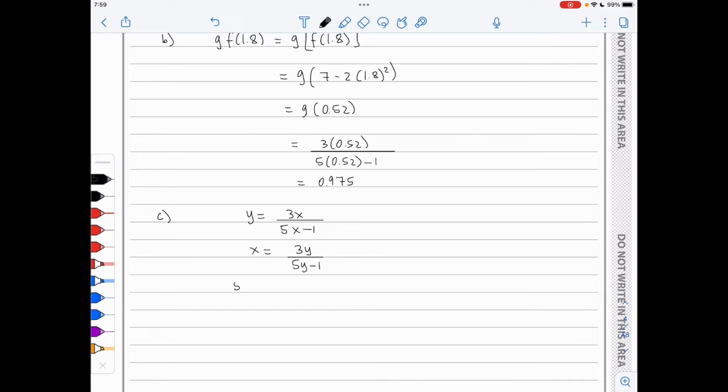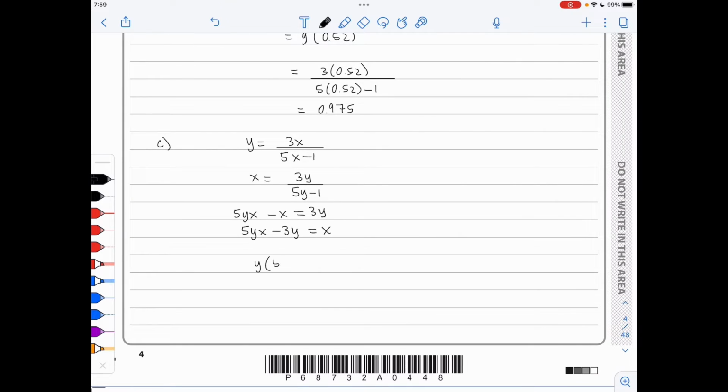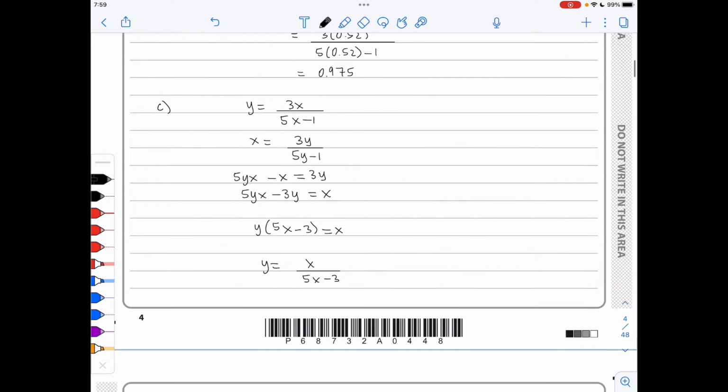I will cross multiply to get 5yx minus x is 3y. I will collect the y's on the left-hand side, so 5yx minus 3y is equal to x. I will factor out the y, giving me y brackets 5x minus 3 is equal to x. And then it's easy to see that y is x over 5x minus 3. Now, we don't stop here. We could be penalized with a mark if we actually stop here. We need to actually state that g inverse of x is equal to x over 5x minus 3.